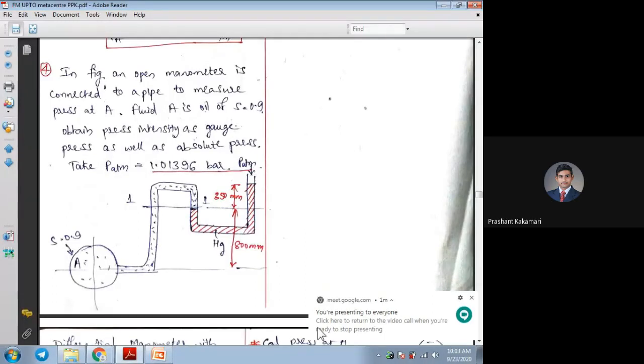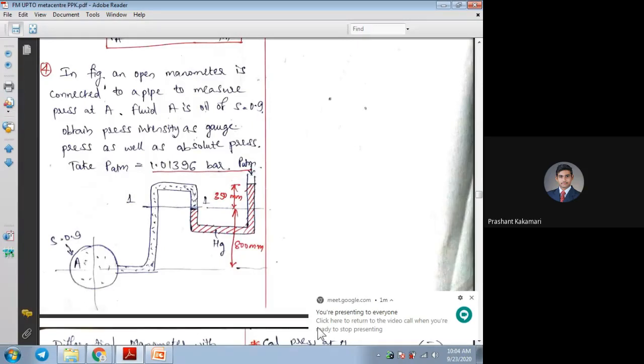On which side we'll consider the different heads, we'll see in the equation writing. The oil specific gravity is given as 0.9. With respect to water, you can find the density of the oil, that is 0.9 times the density of water, which gives 900 as the density of the oil. For mercury we should know the standard value, that is, density is around 13,600.